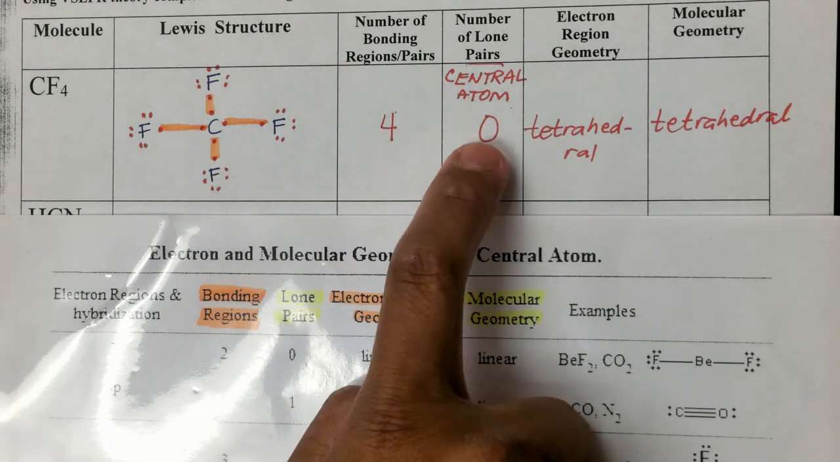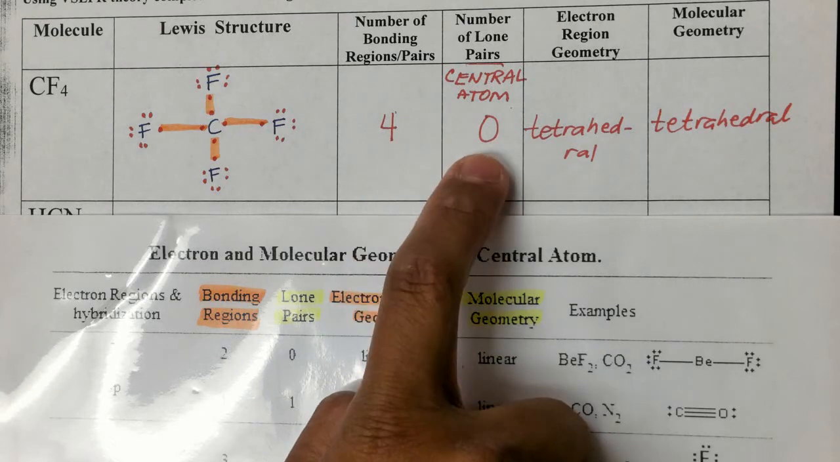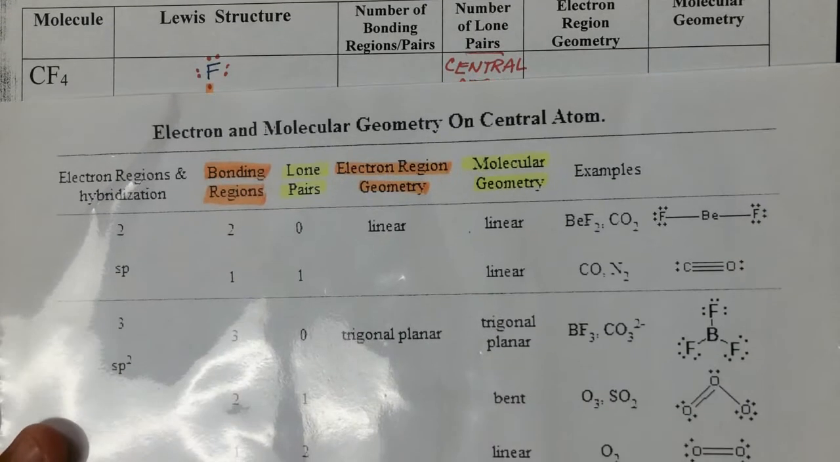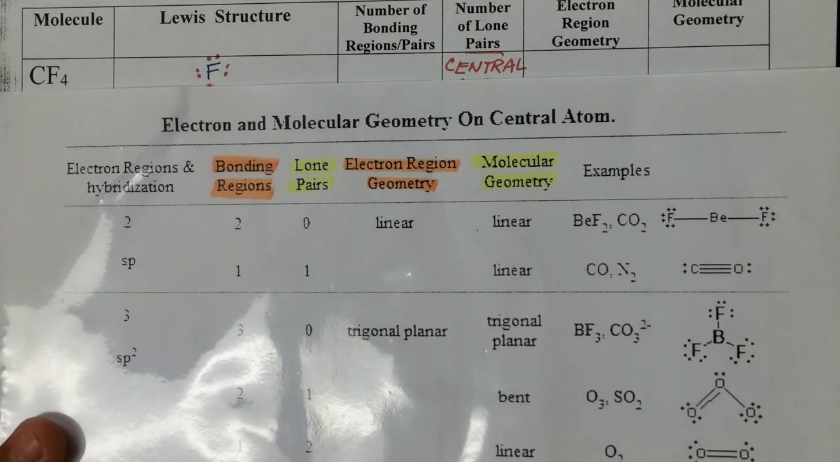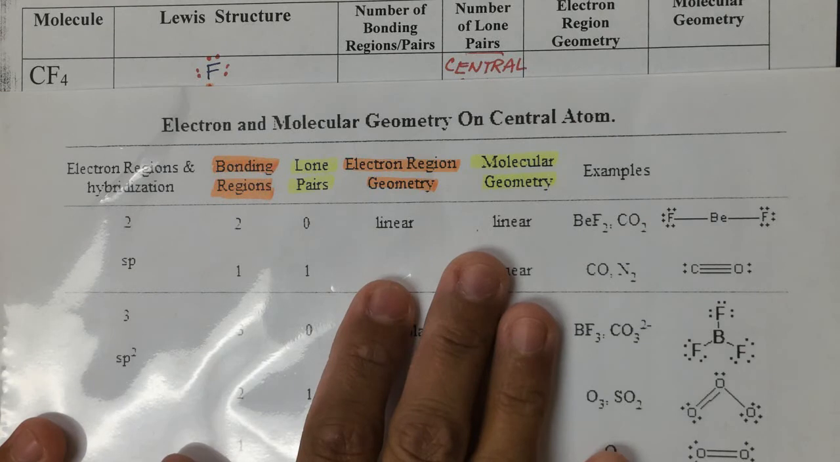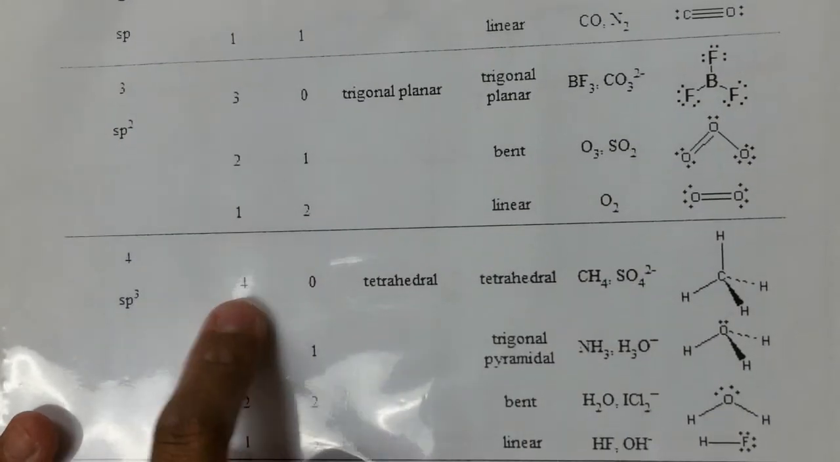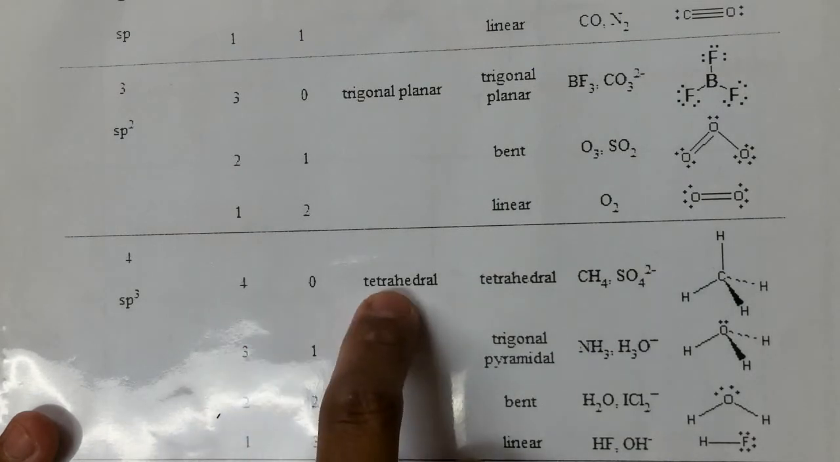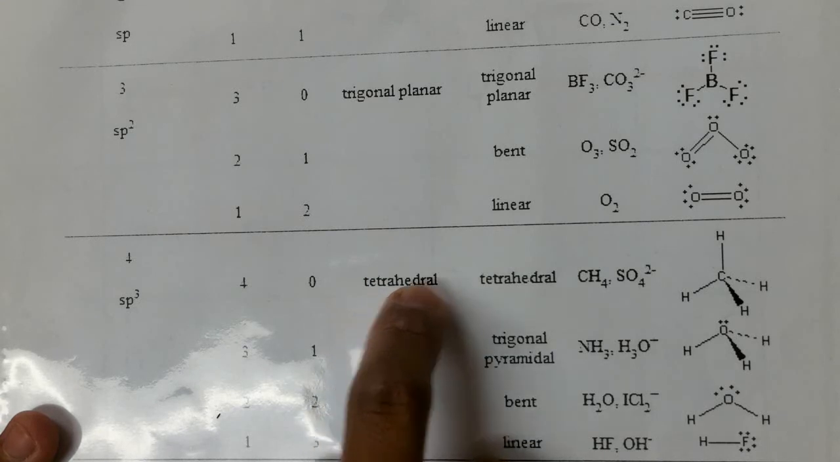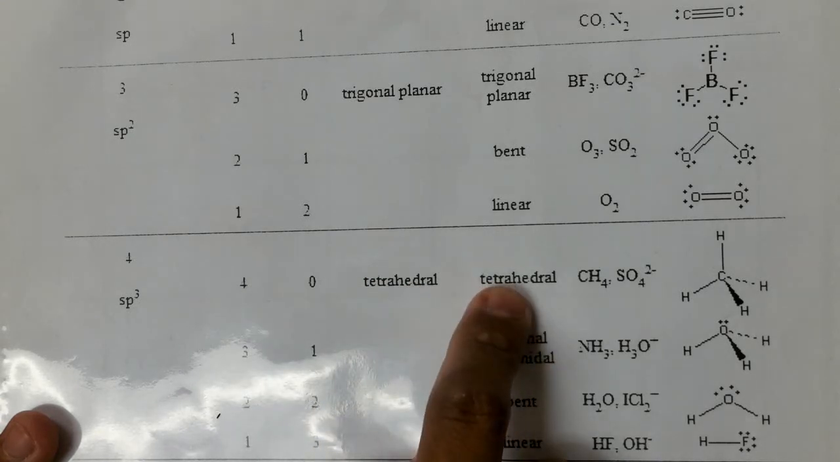And then once we've identified the number of bonding pairs and lone pairs in our structure, we can go ahead and look for the electron region geometry and molecular geometry based on the guide of the molecular shape. So this is our chart. Then we look for 4,0, and the first word that you see here is the electron region geometry, and the next one after that is the molecular geometry. So copy whatever words are there for the equivalent values.